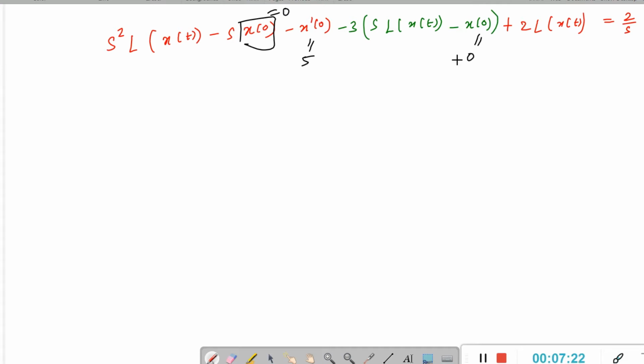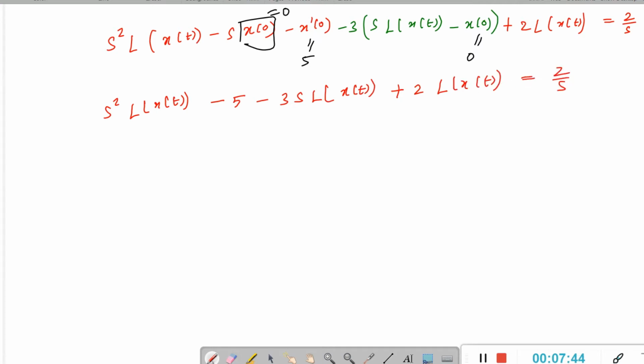If you apply initial conditions, after substituting them, you get s square L of x of t minus 5 minus 3 s L of x of t plus 2 L of x of t, which is equal to 2 by s. Among the four terms, these three terms have L of x of t. So for that, you can shift this minus 5 to the right hand side.